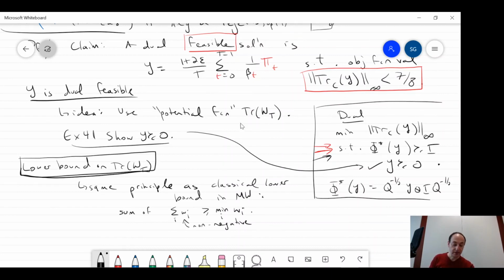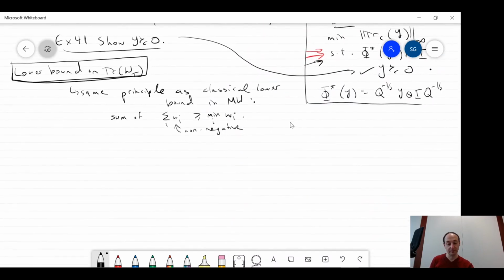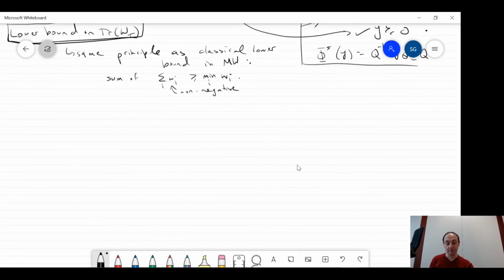Intuitively, you have a trace. What is this doing? It's summing up eigenvalues. So in particular, that means you could lower bound this by just looking at the smallest eigenvalue. They're all non-negative. It's a positive operator. And this is exercise 42 now. What it wants you to do is look at this potential function, trace of WT.